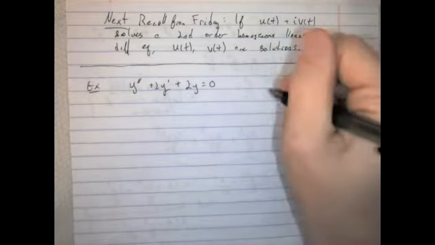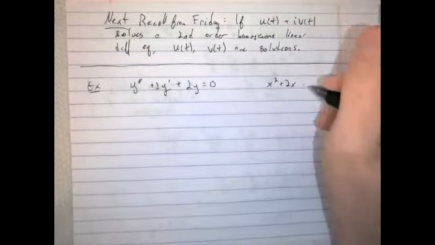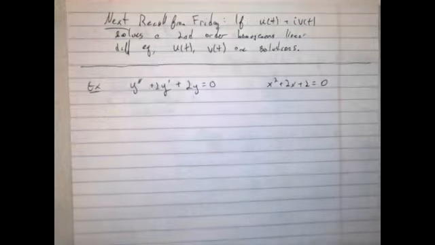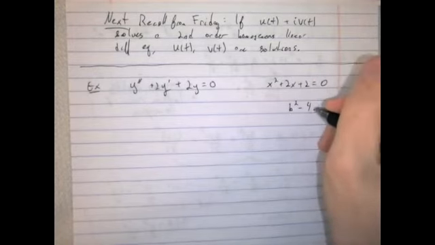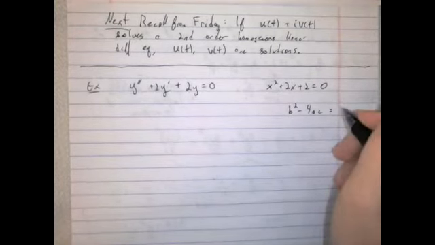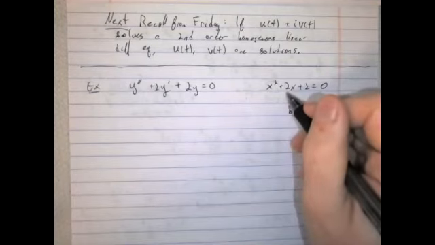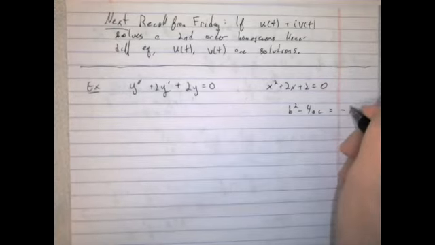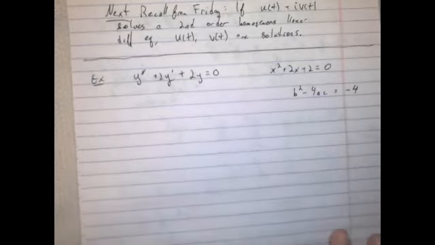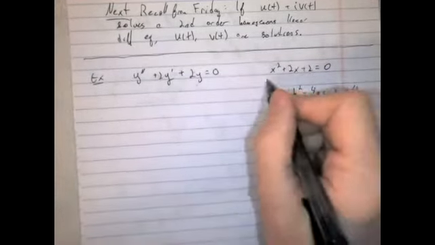x squared plus 2x plus 2 equals 0. What is b squared minus 4ac? Is it positive, negative, or zero? Negative. Yeah, this is going to be negative 4, right? I get 4 minus 4 times 2, so this is negative 4. So what are the roots of this polynomial?